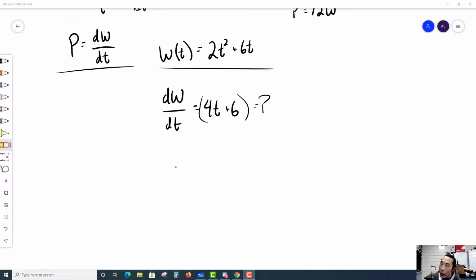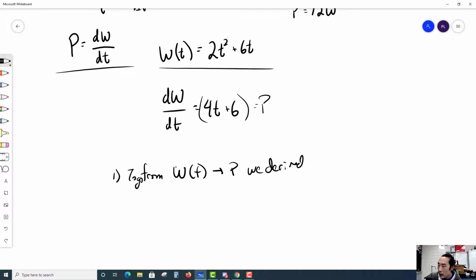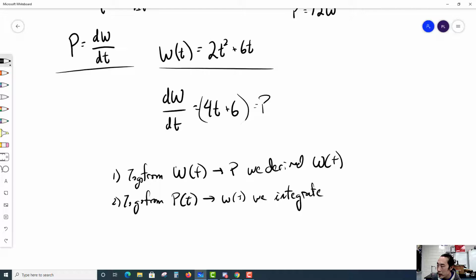All right, so we just went over how to go from the work function to get a power function, and we took the derivative. So let's write that down. To go from a work function to a power function, we derived the work function, right? And therefore, what we can say is to go from the power function to the work function, we do the opposite of the derivative. We can integrate. We can integrate the power function. So if we integrate the power function, we will determine the work function.